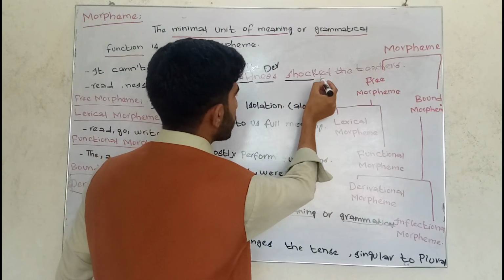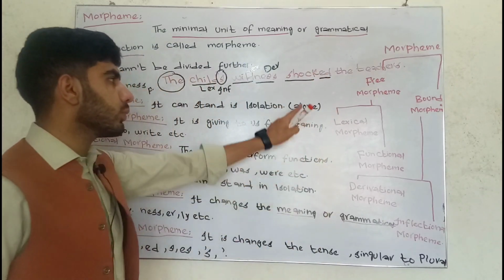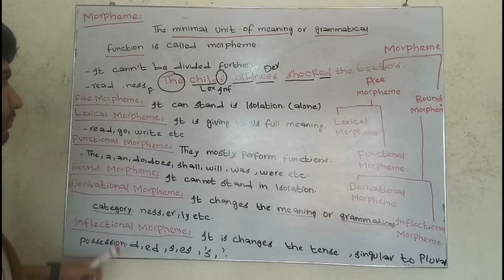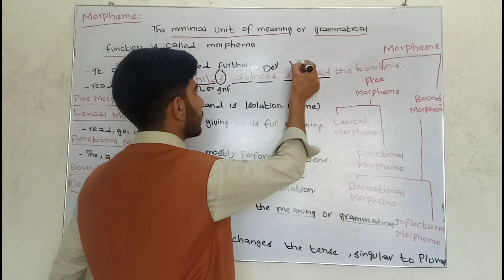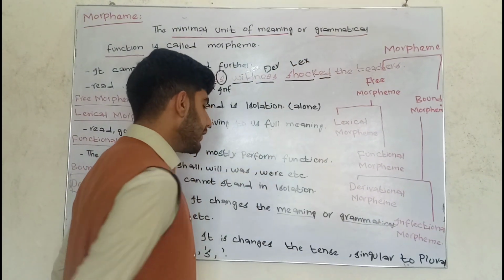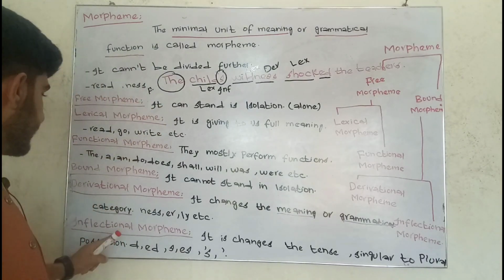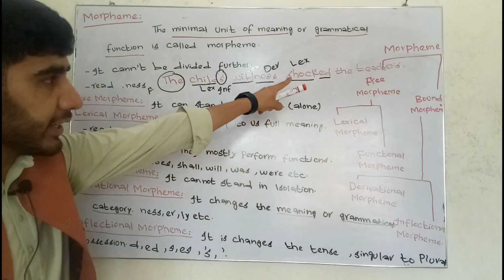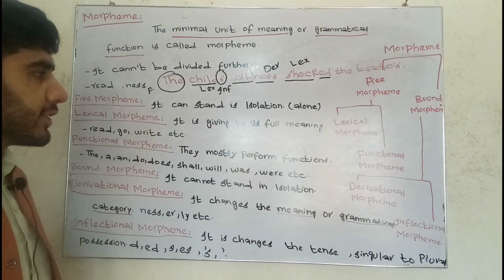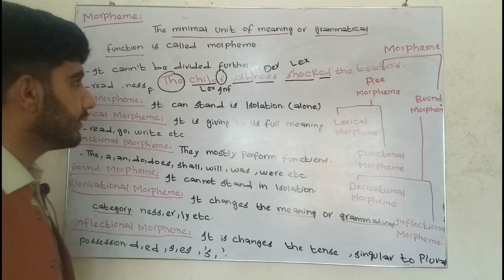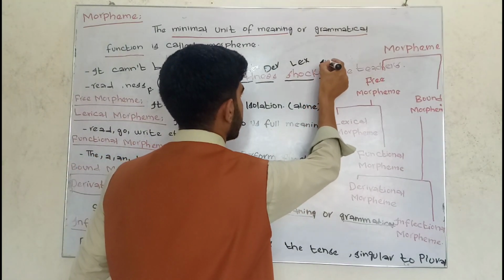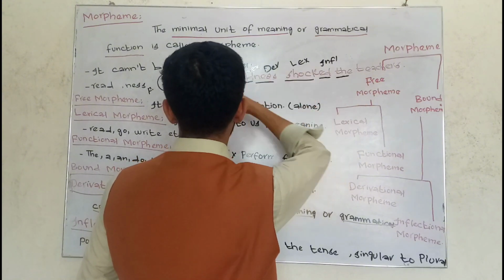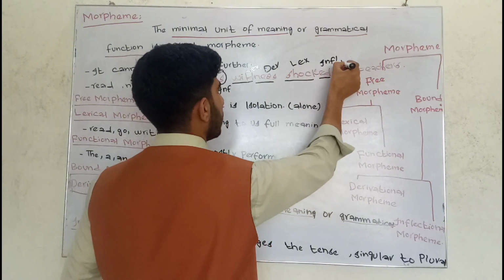Shocked. In this one word, there are two morphemes. The first one is shock. It's a lexical morpheme because it's giving us meaning. And the ed is a bound morpheme because it changes the tense, d or ed, it changes the tense sound. It's an inflectional morpheme. The again is a functional morpheme.